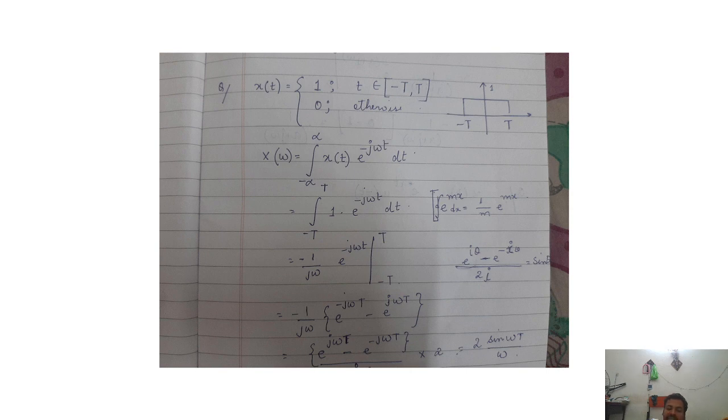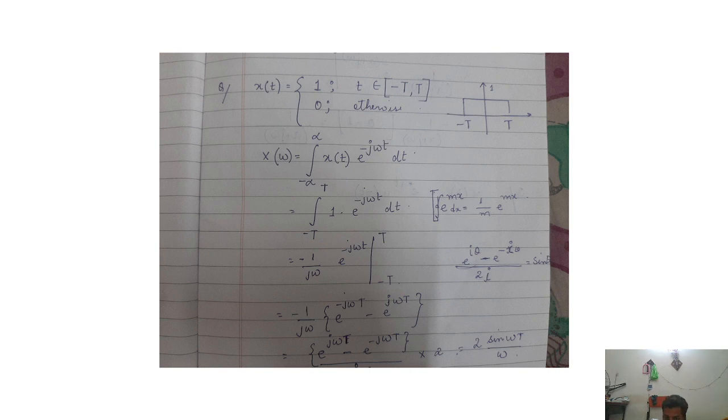So what's the use of writing the entire range? What we do is we reduce the range from minus T to T, and it will be 0 elsewhere, and obviously the value of this function is 1 within this range. So 1 into e to the power of minus j omega t dt. Again, applying the same integration formula, the integration of e to the power mx dx is equal to 1 by m e to the power mx. Similarly, the integration of e to the power of minus j omega t is equal to minus 1 by j omega e to the power of minus j omega t, and the range will be from minus T to T.